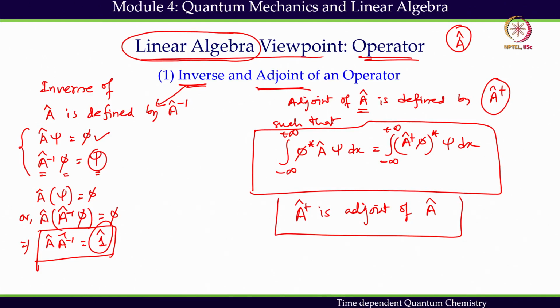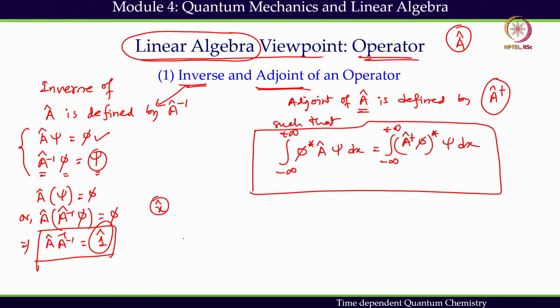So we have to take a few examples to show the adjoint of an operator, and we will take one example. Let us say we find the adjoint of the operator x. If we take the x operator, then what will happen? Let us say I start with the x operator. The x operator is nothing but multiplication by x.